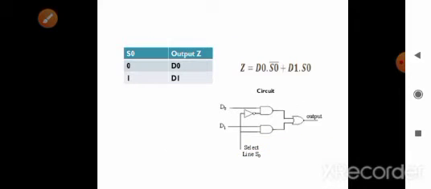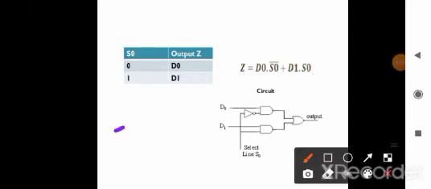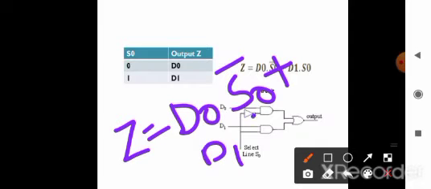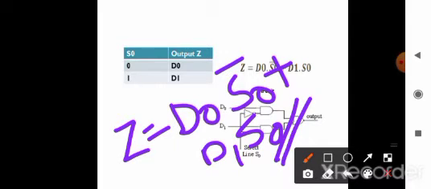Similarly, we can write down the equation for the output: Z is equal to D0 into S0 complement plus D1 into S0. So like this we can write it down. When S0 is 0, then S0 complement will be 1, then Z is equal to D0.